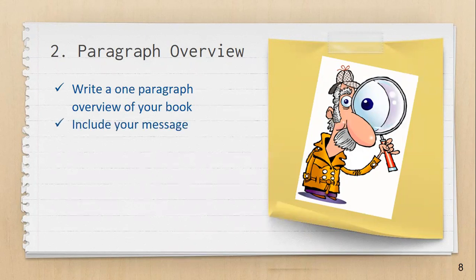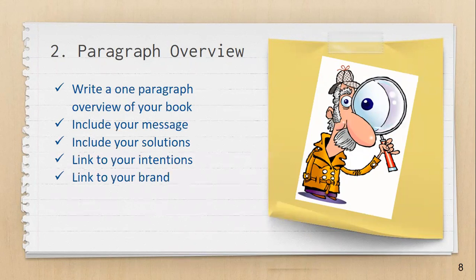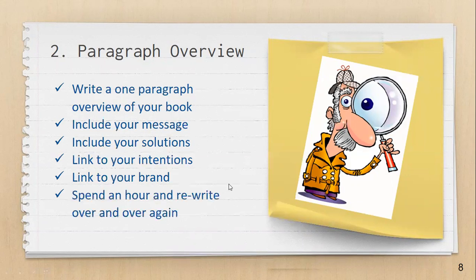And consider these things. Include your message, include your solutions, include your intentions. So link it all back to the intentions that you did in part 1 of this program, and link it to your brand. Now, if you haven't watched module 1 of Red Carpet, of this section of Scrolls, please go back and watch that. It was all about branding, and it will definitely help you and assist you with this particular section of the program.